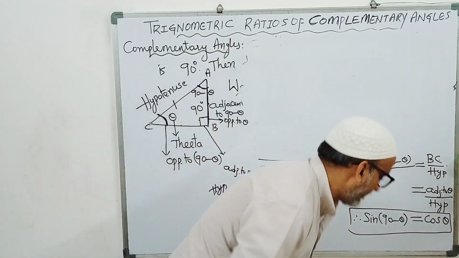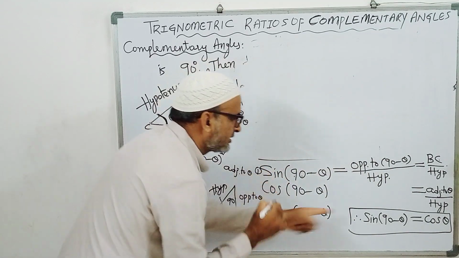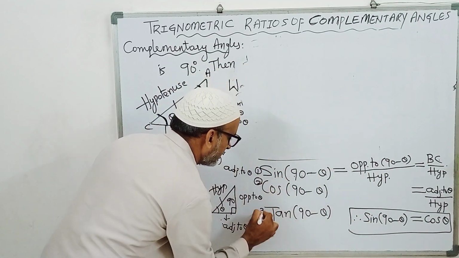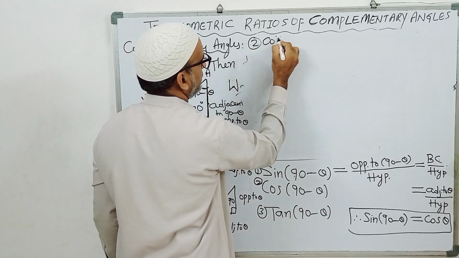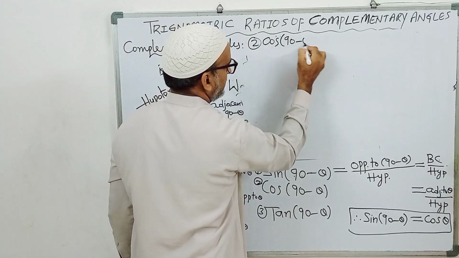Now the second value I am finding. This is the first value, you got the answer here. This is the second value, this is the third value. Now the second one, cos of 90 minus theta.